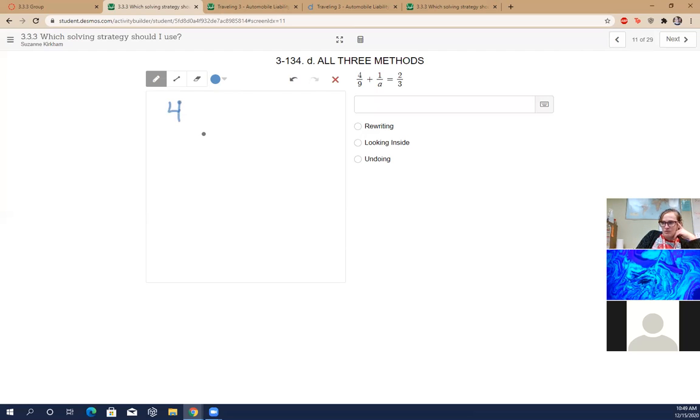So we've got 4 over 9 plus 1 over a equals 2 over 3. And we'll just look at our denominators. Okay. So what do you think? We've got 4 over 9 plus 1 over a equals 2 over 3.